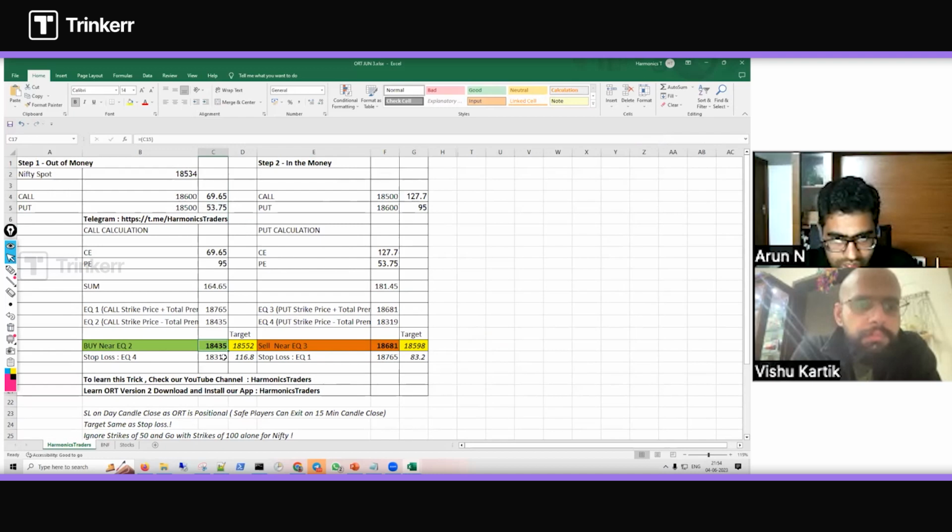So you can just come to the actual trading numbers. This is support. 18,435 is the first ORT support, and 18,681 is the first ORT resistance. The stop loss as well, this Excel automatically calculates. 83 points is the SL for sell, and 116 points is the SL for buy. Again, this is positional, so SL is on day candle close. If you are a safe player, you can exit on a 15-minute candle close.